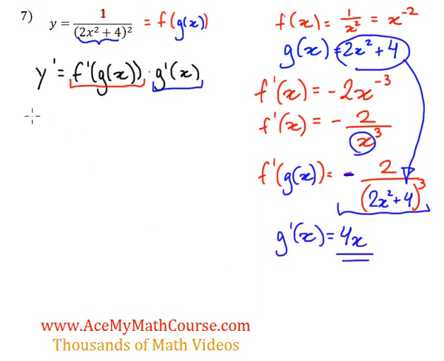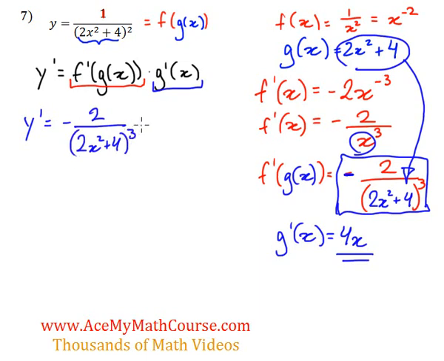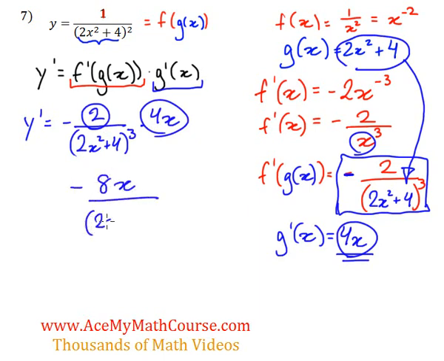Great. Now, y prime is going to be equal to f prime of g of x, which is this whole thing, negative 2 over (2x squared plus 4) cubed, multiplied by g prime of x, which is just 4x. Then we can multiply these two together. 2 times 4x is just 8x, so we have negative 8x over (2x squared plus 4) cubed. And that's it.